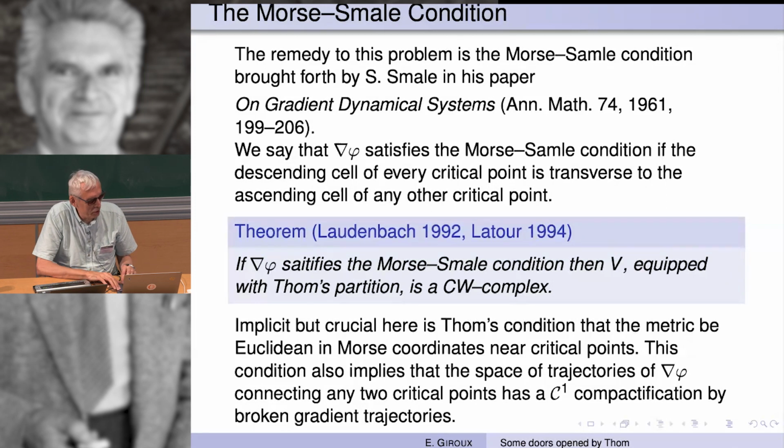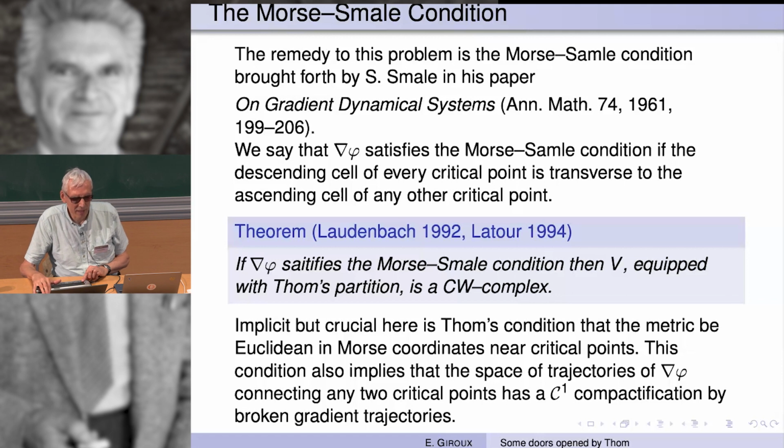Do you see the Morse-Smale condition? Okay, so what's the remedy to this problem? The remedy is the Morse-Smale condition, which was brought forth by Smale in his paper on gradient dynamical systems. Recall that the gradient field nabla phi is said to satisfy the Morse-Smale condition if every descending cell from a critical point is transverse to the ascending cells from the other critical points.